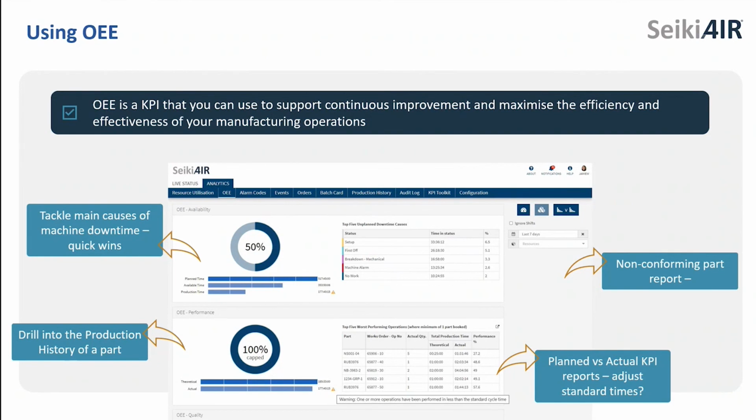So where we've looked at things like the performance factor, we have planned versus actual KPI reports that allow you to analyze how well you are sticking to your standard times across all works orders for a part, for example. We have non-conforming part reports. You can drill down into the production history of individual parts. And as John showed you, with the utilization data, you can find those bigger causes of productivity loss on your individual machines. So there's a lot of information there that can help you work smarter.